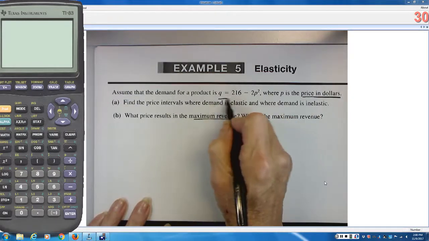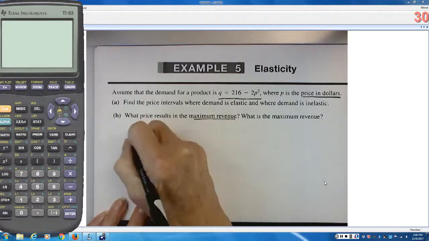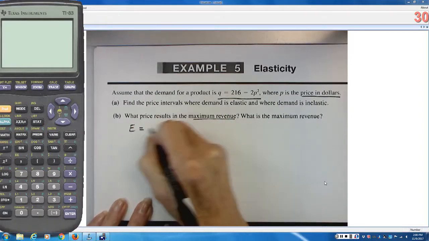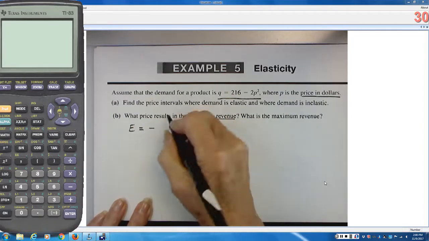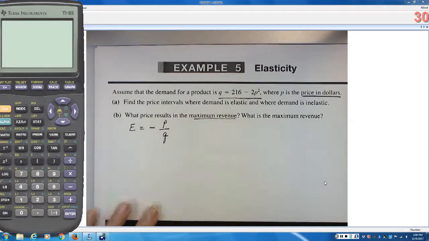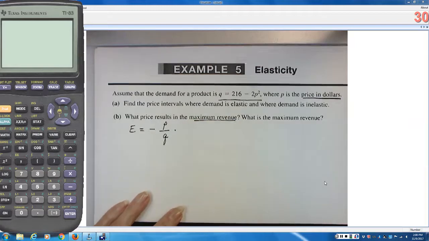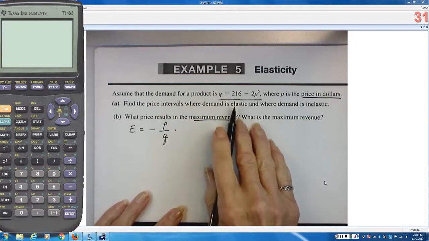So here we've got that Q is 216 minus 2p squared, and we need to calculate elasticity, which is negative P over Q. And no, I don't expect you to memorize that formula. I'll give you the formula. Times the derivative of Q with respect to P.